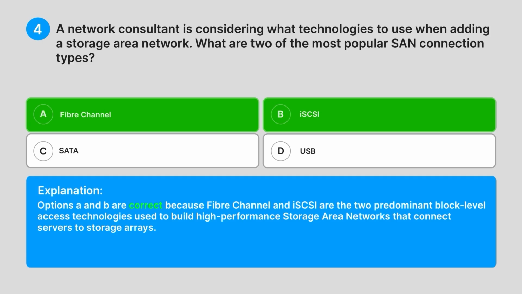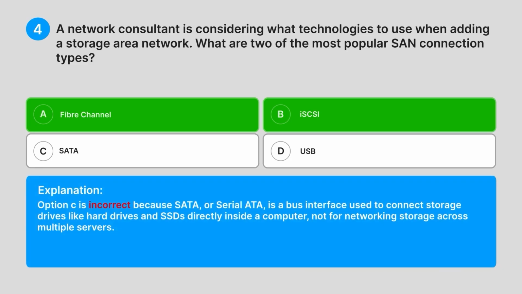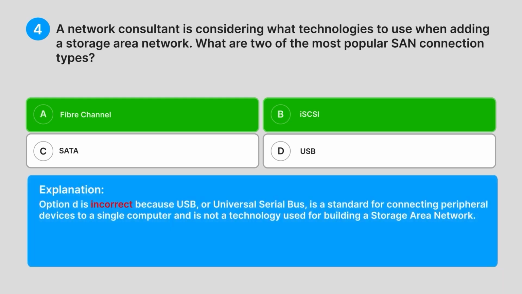Explanation: options A and B are correct because fiber channel and iSCSI are the two predominant block-level access technologies used to build high-performance storage area networks that connect servers to storage arrays. Option C is incorrect because SATA, or serial ATA, is a bus interface used to connect storage drives like hard drives and SSDs directly inside a computer, not for networking storage across multiple servers. Option D is incorrect because USB, or Universal Serial Bus, is a standard for connecting peripheral devices to a single computer and is not a technology used for building a storage area network.